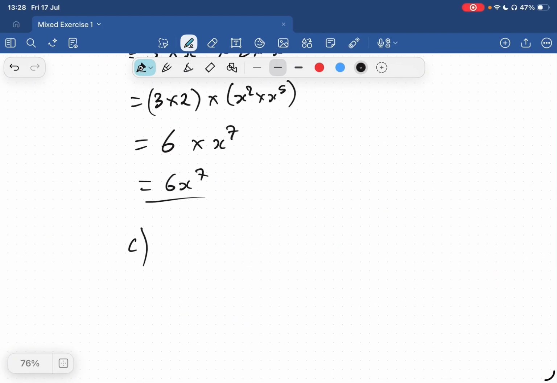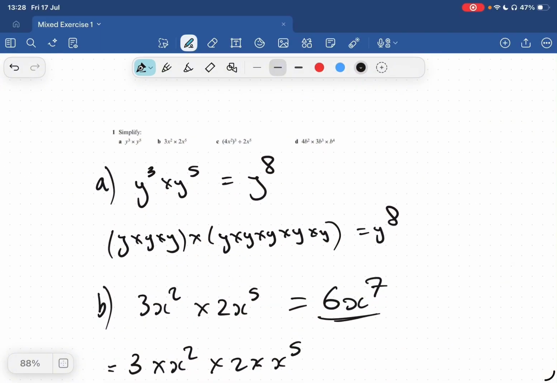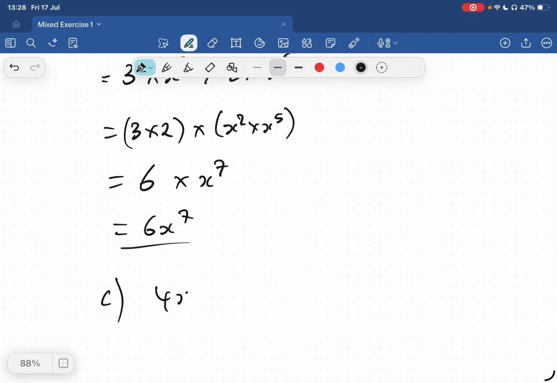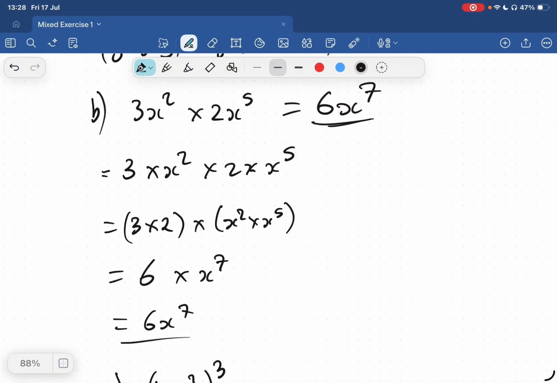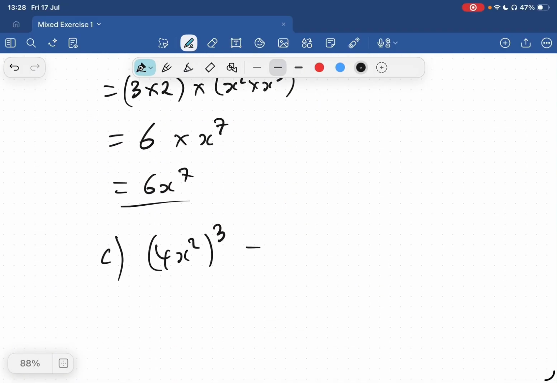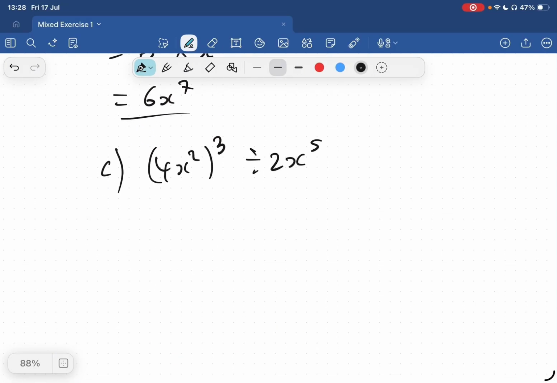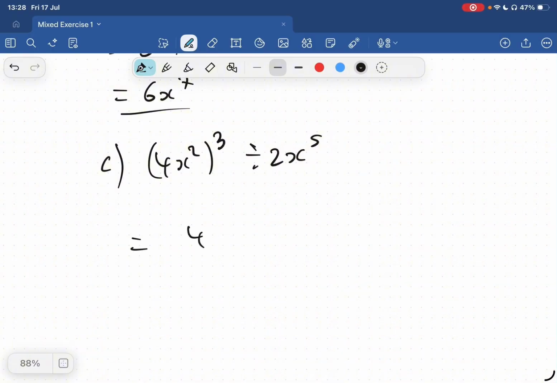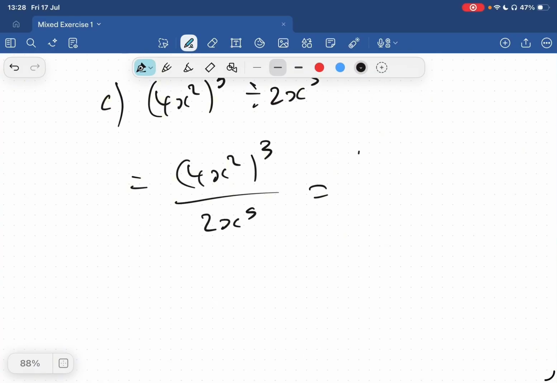Part C now is 4x squared, cubed, divided by 2x to the 5. I always like to write divisions as fractions, so we write it as a fraction there. Now this cubed, what is that cubed meaning? Well, it's 4x squared times 4x squared times 4x squared.